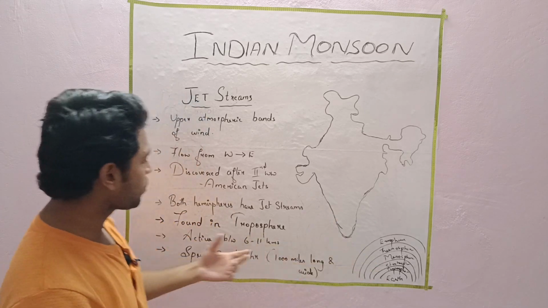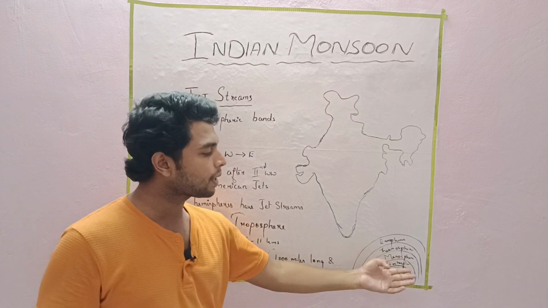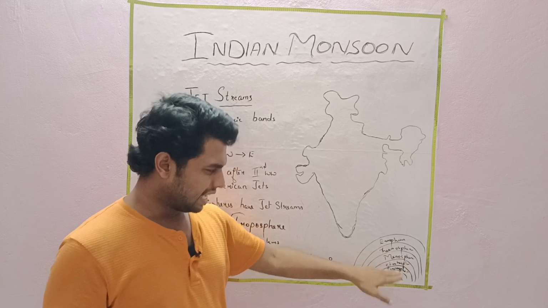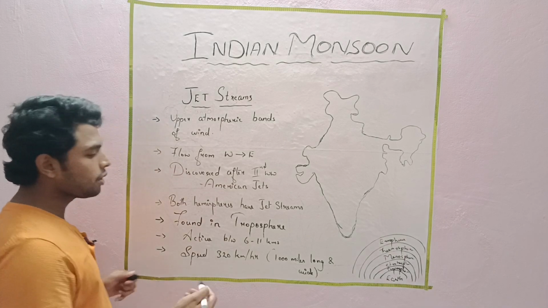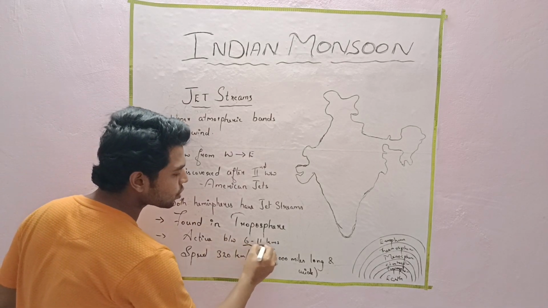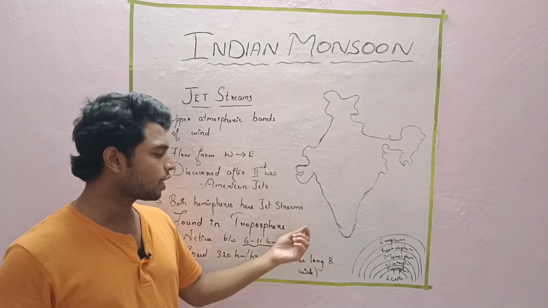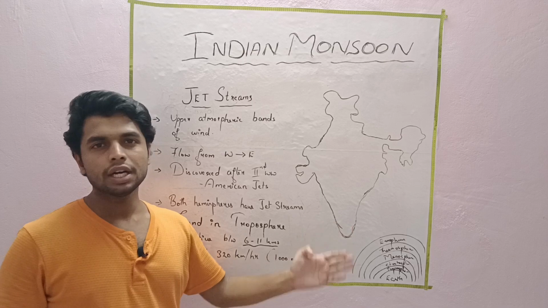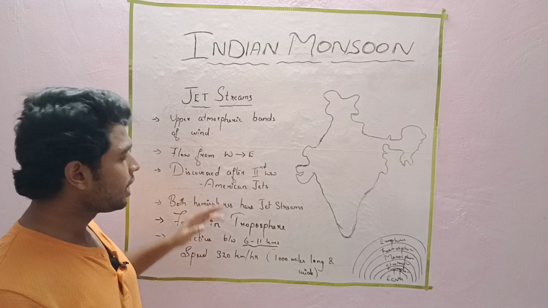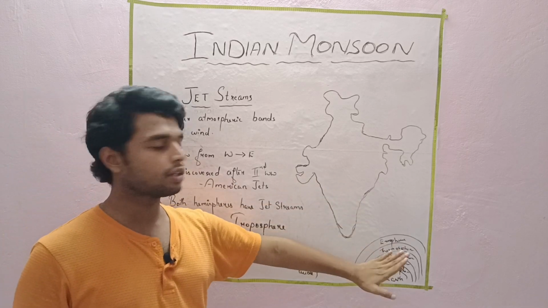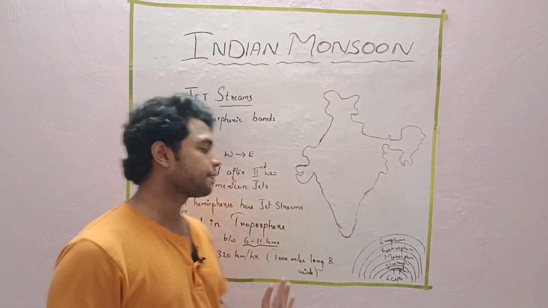In this troposphere only these jet streams are found, in the upper part of the troposphere, or up to the lower part of the stratosphere. So usually they are active around 6 to 11 kilometers, or else 8 to 15 kilometers.